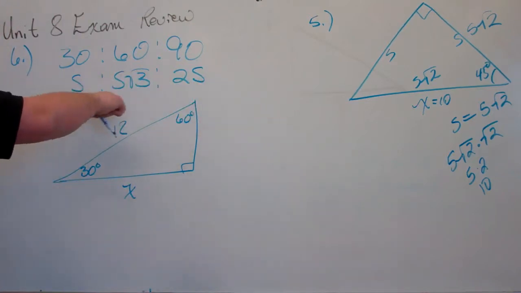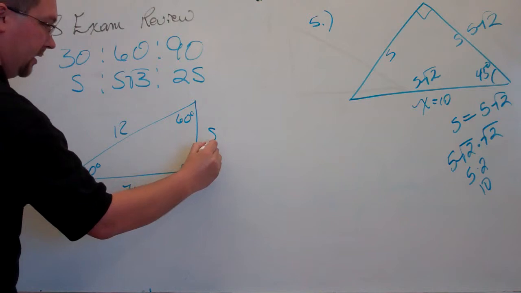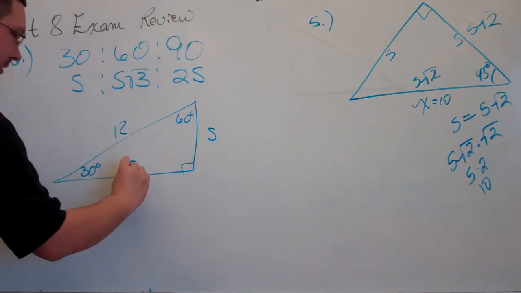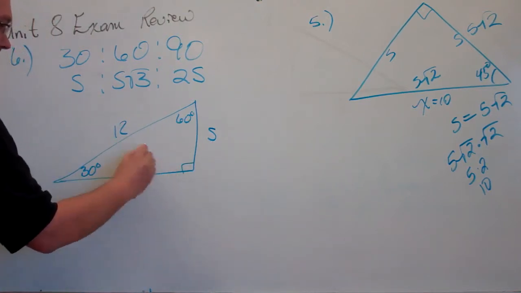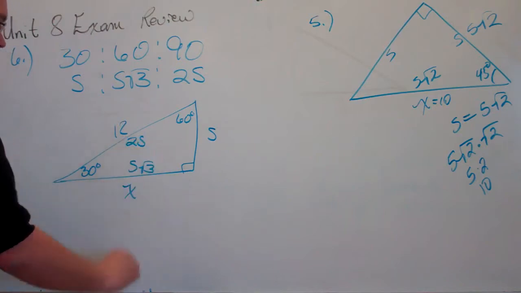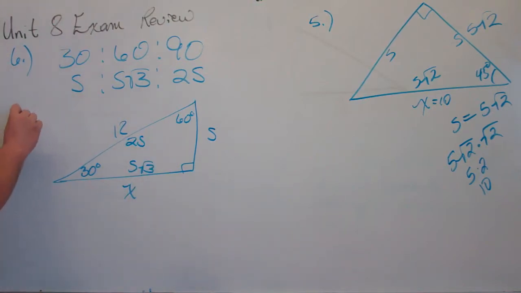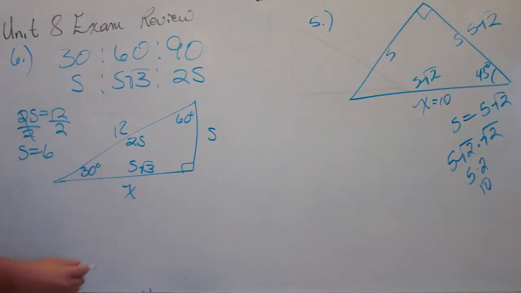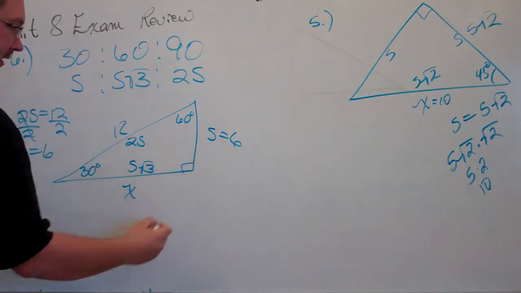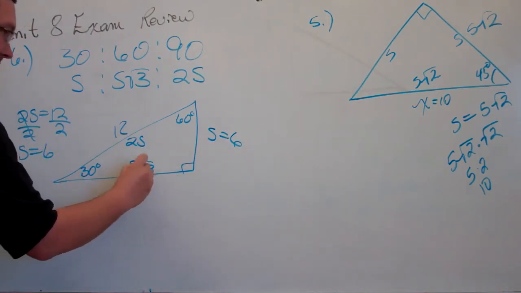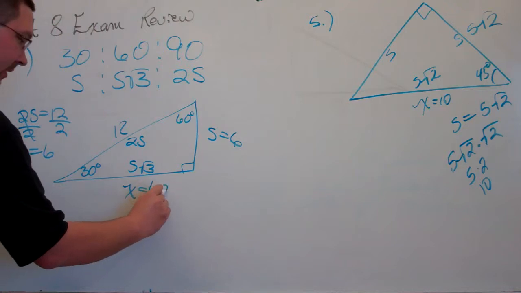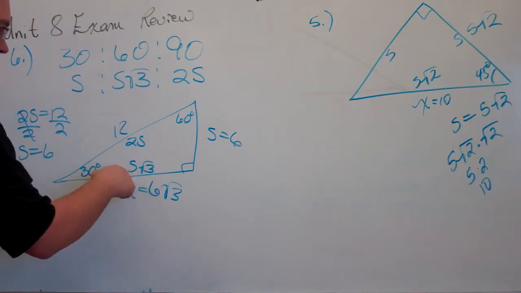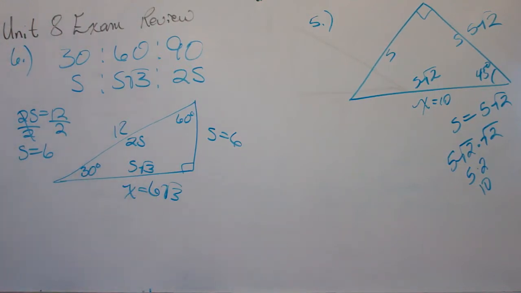And from our ratio, we know that the side across from the 30 is s. The side across from the 60 is s times the square root of 3. And then our hypotenuse is 2s. Alright, so if 2s equals 12, divide by 2, s equals 6. So that means s is 6. And since this side is s times the square root of 3, it is simply 6 times the square root of 3 because s is 6. Alright? So that's how you do that.